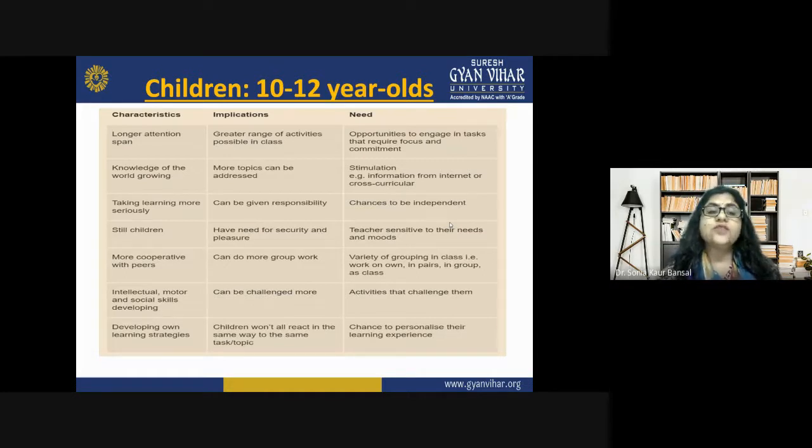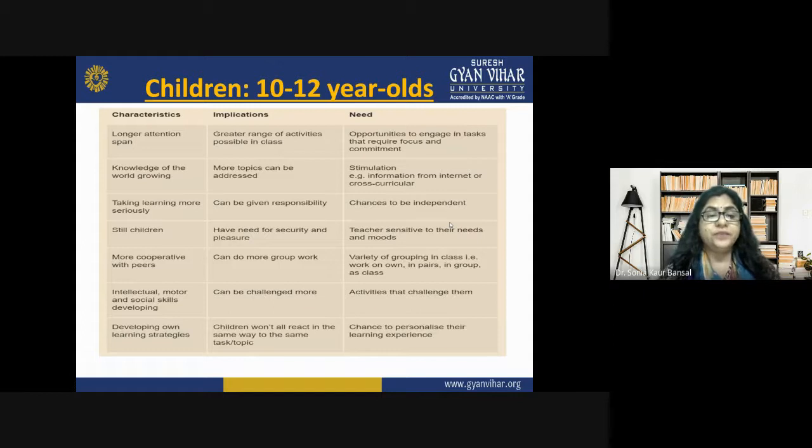Then knowledge of the world growing, this is the characteristic of this stage, and the implication must be that more topics can be addressed at this stage. If their attention level is increasing, then the teacher is teaching them in different ways. So stimulation, for example, information from the internet or cross curricular, the students are actually able to know how different things are working in a classroom situation, or around the world.